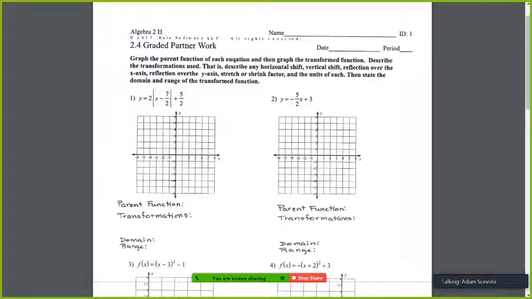Graph number one, this absolute value expression. It's good to know what the parent function looks like. So that's like this equation here, but without any transformation. So it would just be y equals the absolute value of x. So that's going to look like a V, where each part of the V has a slope of 1 or negative 1.